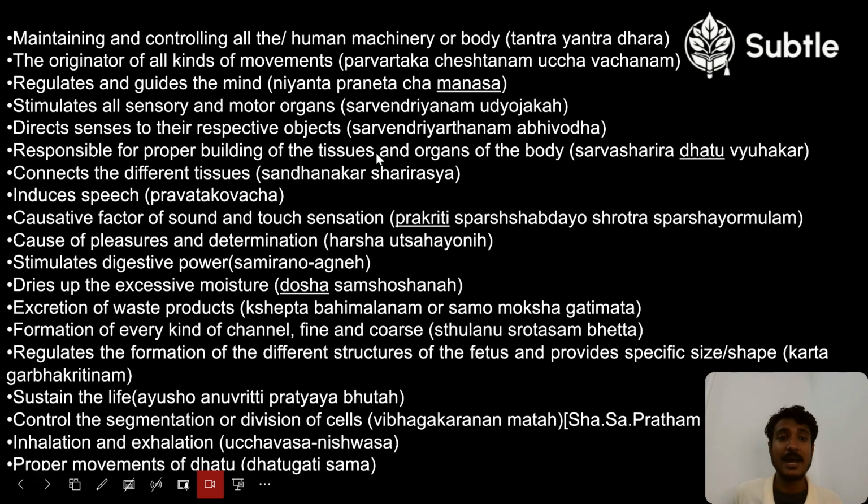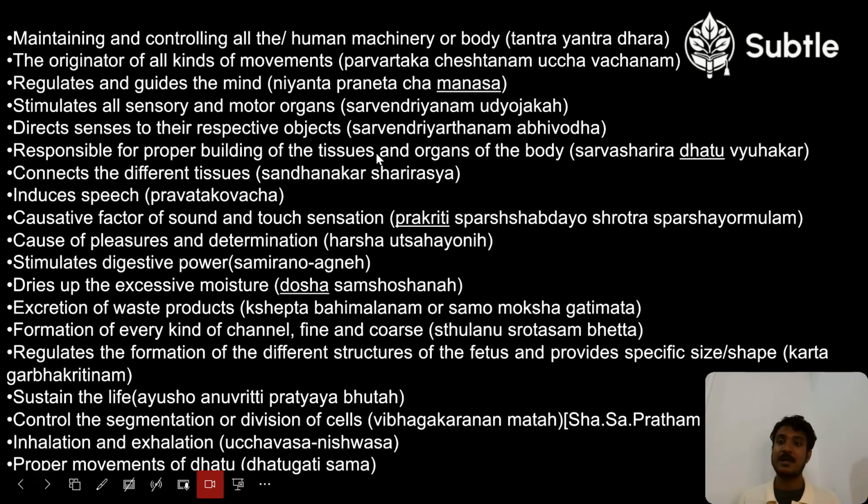Okay, and Sarva Sharira Dhatu Vyuhakara. It is responsible for the building or the proper nourishment reaching the tissues and the organs, because the movement has to happen in the srotas. Yesterday we were dealing about the srotas. For that movement in the srotas, for that Agni to process it also, Vata is required, isn't it? And Sandhanakara Sharirasya, next one. It does a Sandhana karma of the Sharira. Of course, when I say Sandhana, Kapha might come to your mind. But that Kapha to be brought to that place is also the work of Vata only.